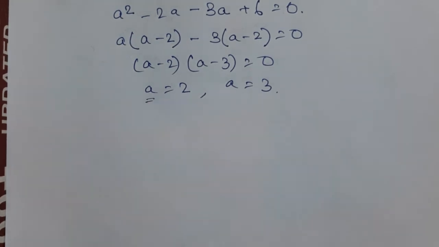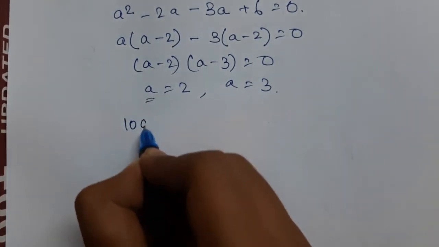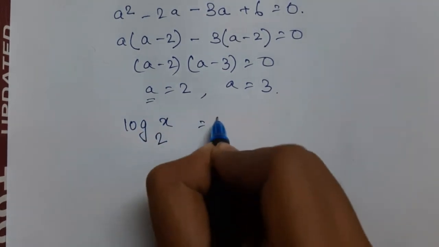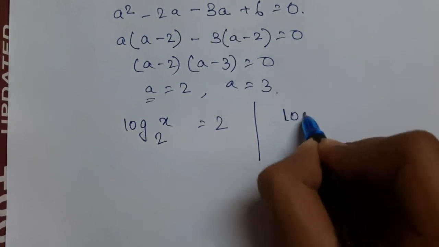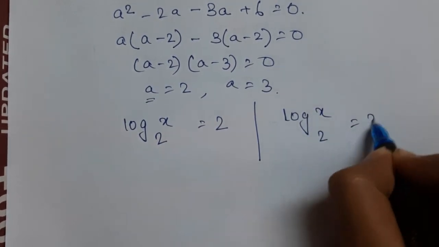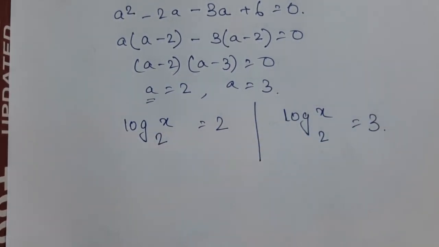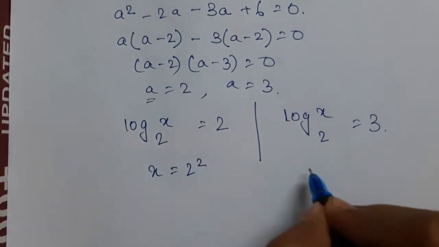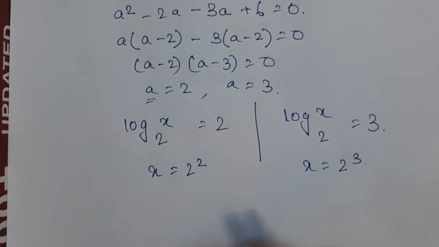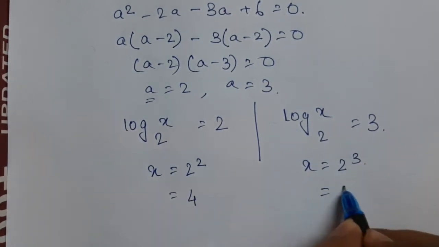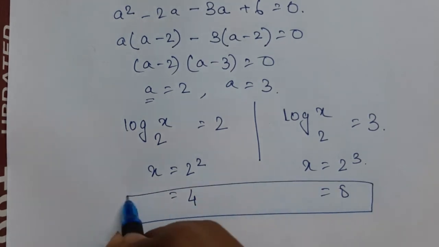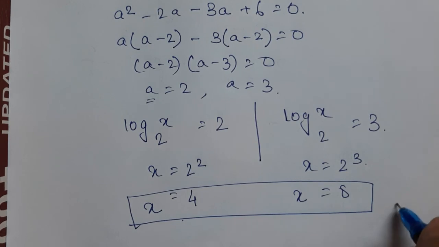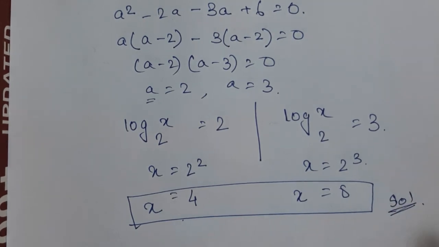As we know, what is the value of a? a is log of x to the base 2, right? And here log of x to the base 2 is 2 or 3, according to the solution. So x value is 2 to the power 2 or x value is 2 to the power 3, meaning x can be 4 or x can be 8. So this is our result. What are the values of x? x can be 4 and x can be 8. So this is our required solution.